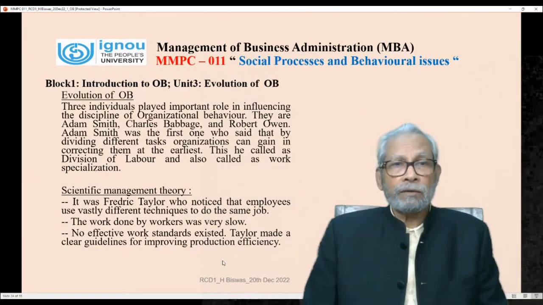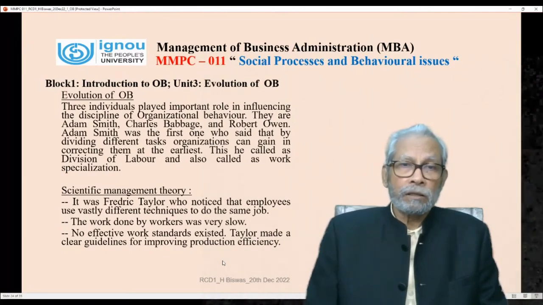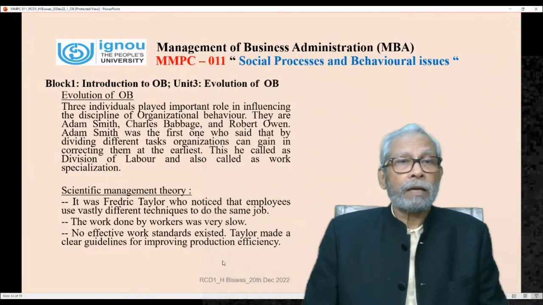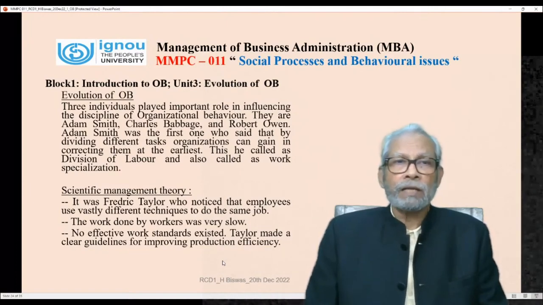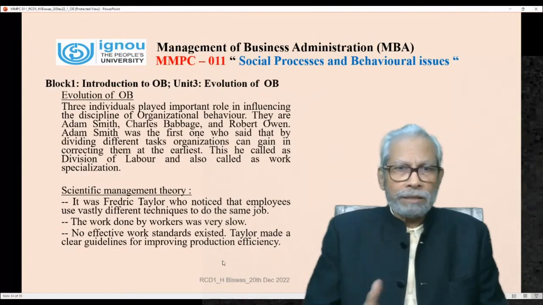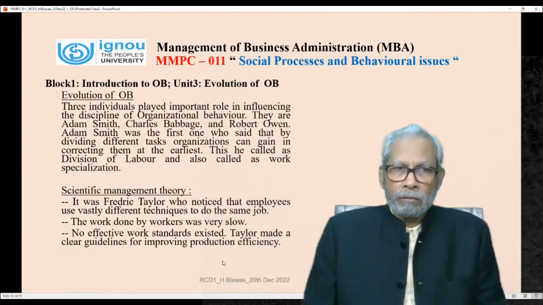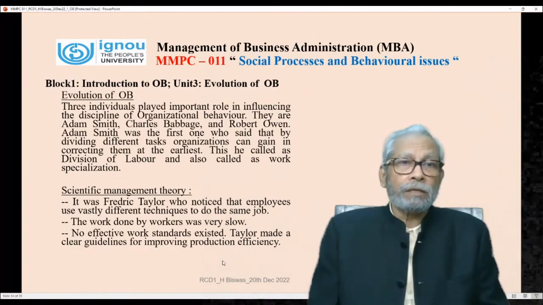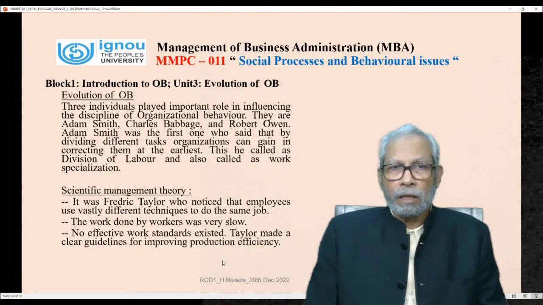Adam Smith was the first one who said that by dividing different tasks, organizations can gain in correcting them at the earliest. He called this the division of labor, also called work specialization. It means you have to distribute the tasks in different ways, and time to time you have to modify and correct them, so you can get results earliest. So this is one of the things.